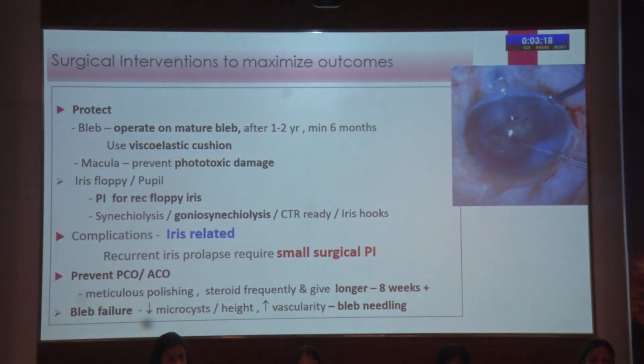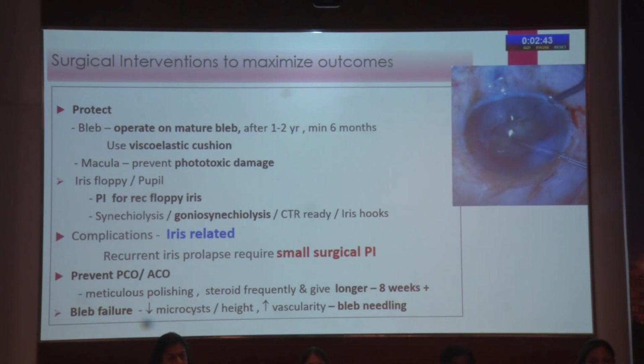So the surgical interventions in ACG for maximum outcomes are: protect the bleb, operate on mature blebs, optimal 1 to 2 years, minimal 6 months. I would try to not do it within 6 months, but at 1 year. Use a viscoelastic cushion to protect the bleb through the sclerostomy. Macula: prevent phototoxic damage. If the iris is floppy, do a PI for recurrent floppy iris. If you can, try goniosynechiolysis, and synechiolysis anyway has to be done for the phaco to be done. Keep CTR and iris hooks ready.